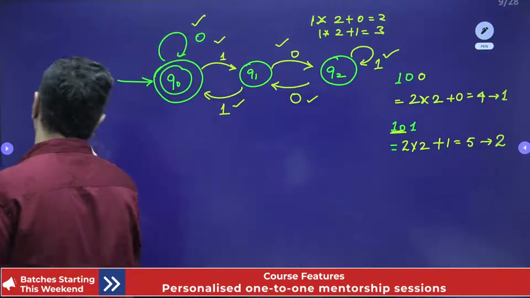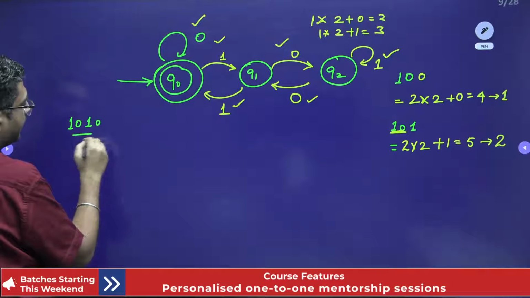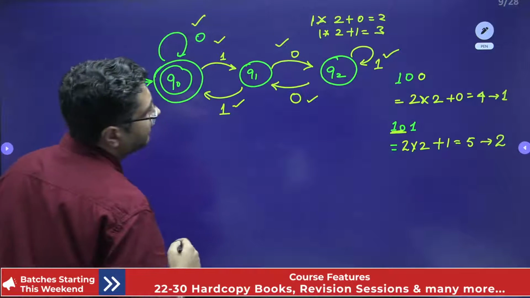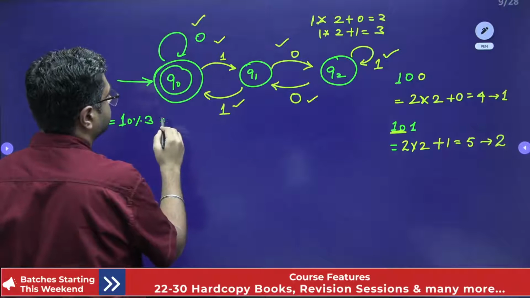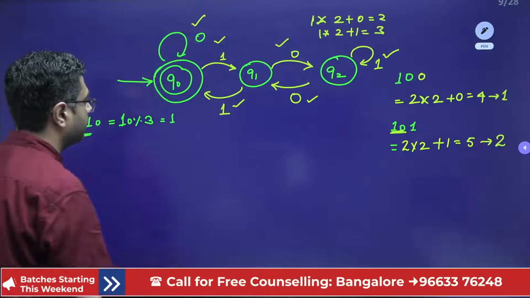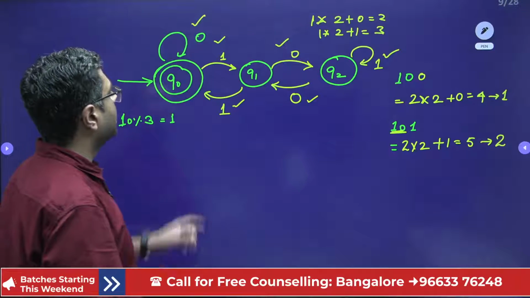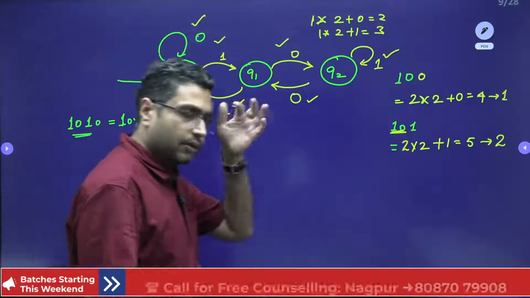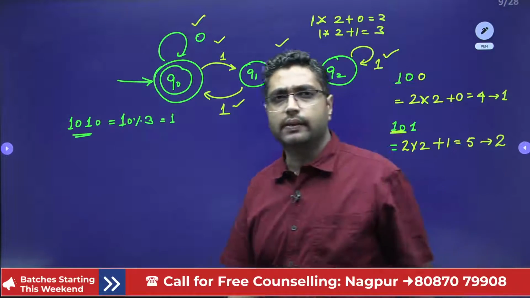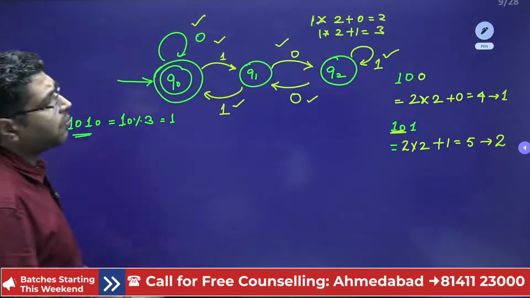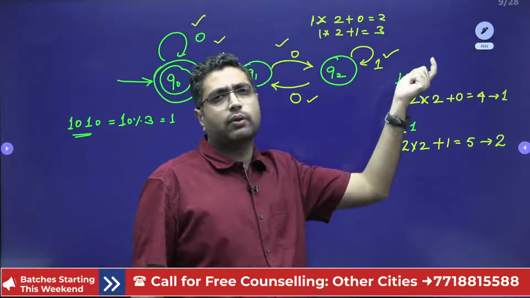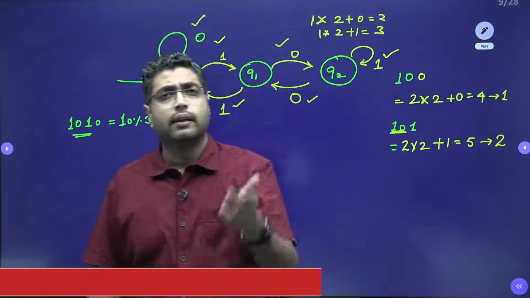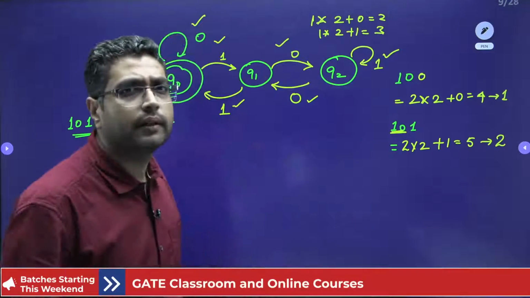For example, if I give it 1 0 1 0, 1 0 1 0 is nothing but 10. 10 when divided by 3 gives you a remainder of 1. So it is 1 0 1 and again 0, so you are reaching Q1, which is showing the remainder as 1. Are you getting this point? You start with the smaller strings, it will itself adjust for the larger strings. I always suggested you start with the smallest string in the language and then you start completing the DFA. Through that you can solve it.